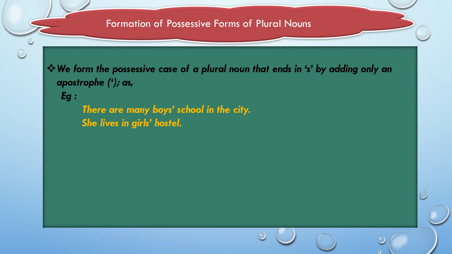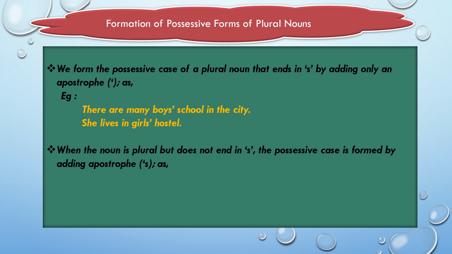Another example, she lives in a girls' hostel. So, children, here also the hostel is not of a single girl, only one girl, no. So, many girls. The hostel is for so many girls. All the girls can come. So, to show the belongingness or to form the possessive case of a plural noun that ends in s, we always add just an apostrophe. She lives in a girls' hostel.